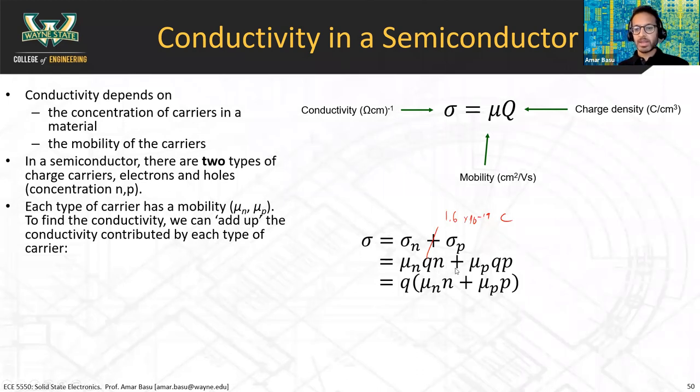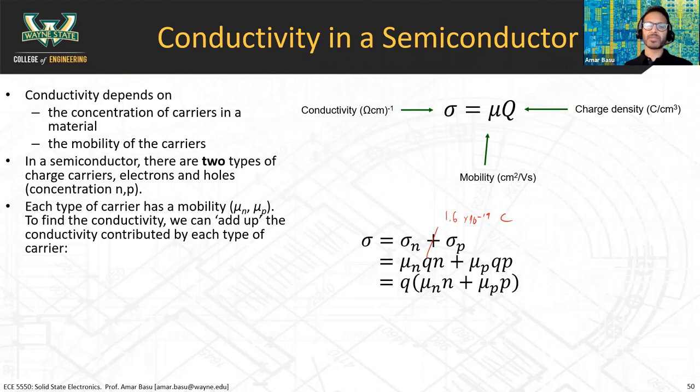Same thing for the holes. So there's the hole mobility here times Q times P. Now, one of the things you notice here: N and P should be straightforward. We talked about that before, electron concentration and hole concentration. Something that might seem foreign to you right now is, why do we have a mu N and mu P? Turns out that electrons and holes actually have different mobilities. They move at different speeds through the semiconductor, so they have a different mobility.